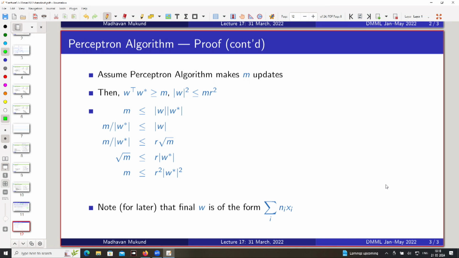The algorithm itself is very simple, just add some vector or subtract some vector. But it is very interesting that it terminates, and in fact you can prove some explicit bounds on it terminating in a solution.